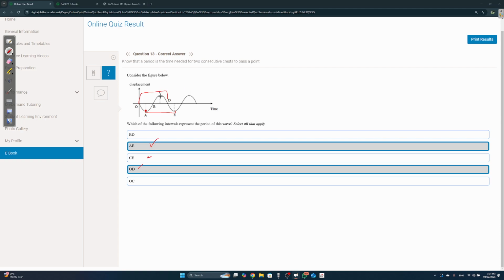CE? No, you can't. You can't go from crest to trough. I told you from crest to crest or trough to trough. OD, we said yes, it's correct. And OC, no. Why? Because it still has to go back down. One way to think about it, it's the time taken to go from one point to the adjacent point on another wave. So if you want to start at 0, you have to end at 0. If you want to start at a crest, you have to end also at another crest. If you want to start at a trough, you have to end at another trough.